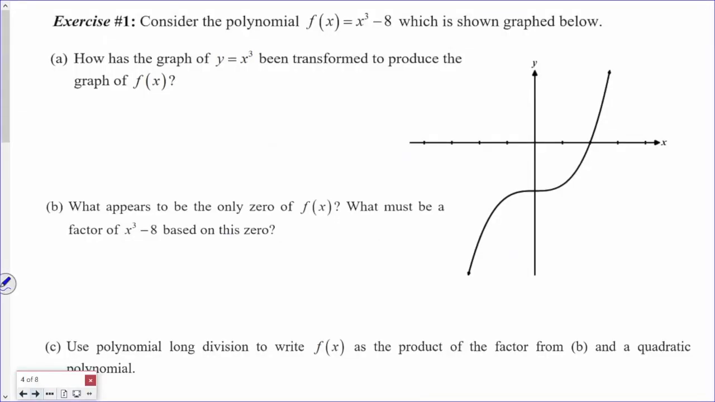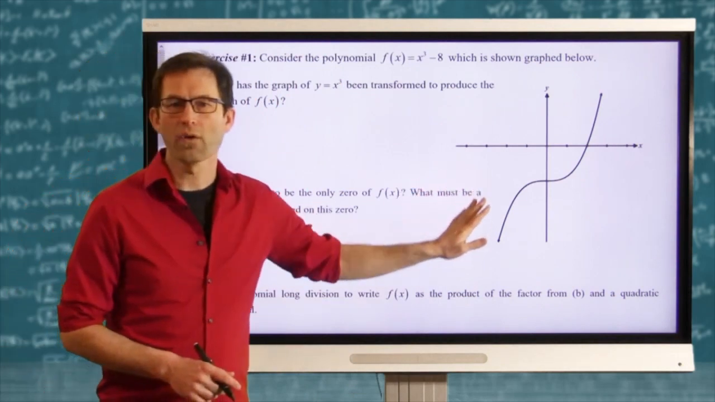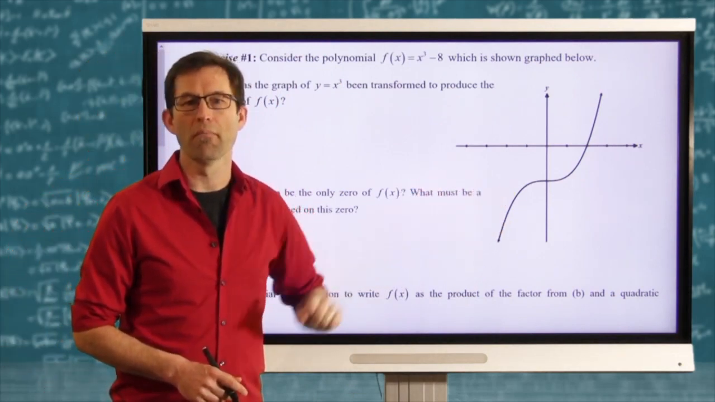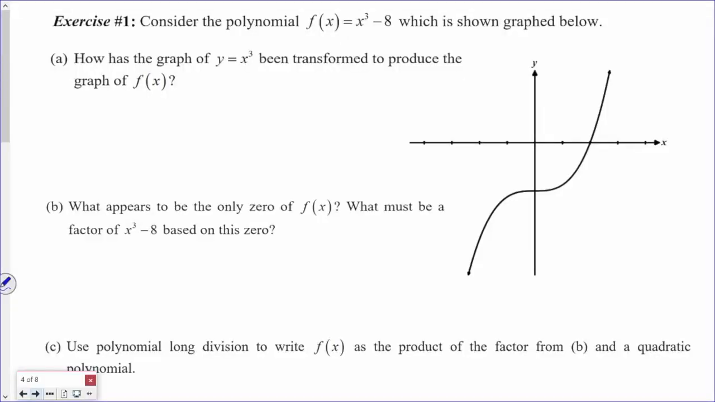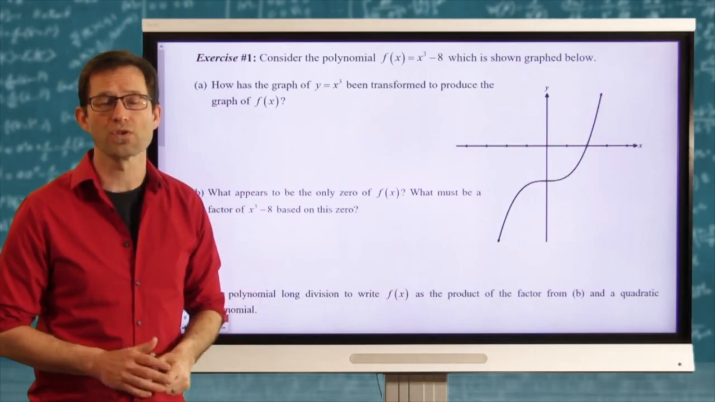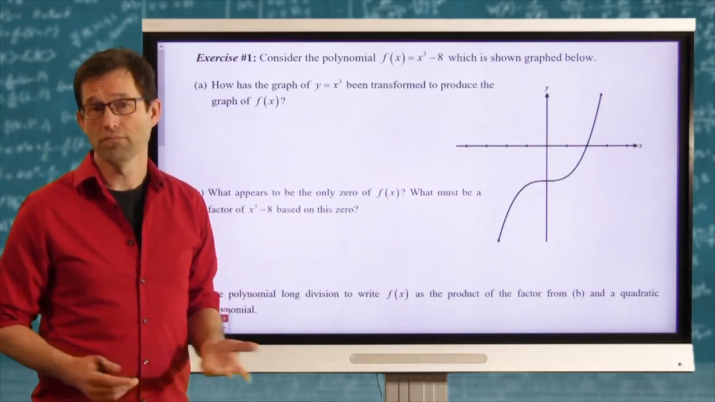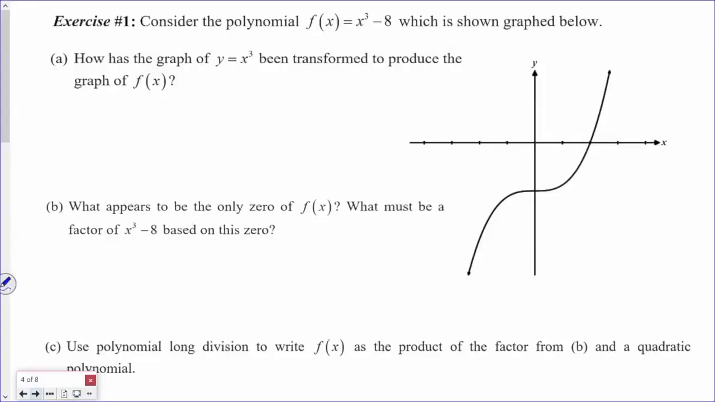Exercise 1. Consider the polynomial function f of x equals x cubed minus 8, which is shown graphed below. All right, so we've got this great graph, f of x equals x cubed minus 8. Now letter A asks, how has the graph of y equals x cubed been transformed to produce the graph of f of x? This is just a transformation question, so take a moment now and answer the question.